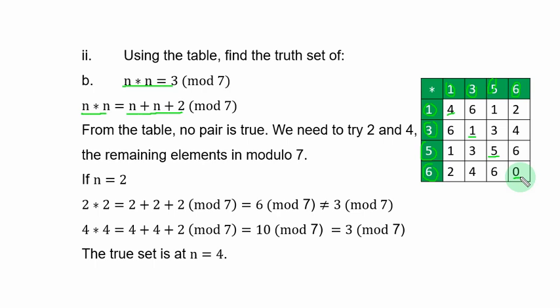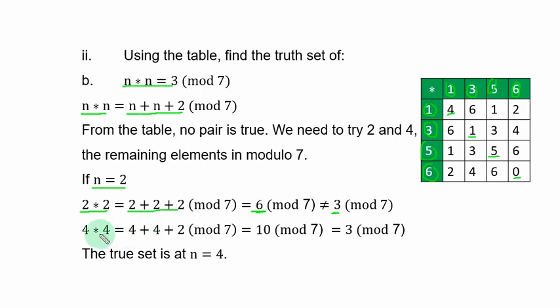We need to try 2 and 4, the remaining elements in modulo 7. Though 2 and 4 are not in the table, they are elements in modulo 7. So we try. If n is equal to 2, that means you have 2 asterisk 2. That is 2 plus 2 plus 2. The last 2 is the 2 you have in the operation. So modulo 7, when you add, you have 6. 6 is not equal to 3. So when n is 2, the set is not true as well.